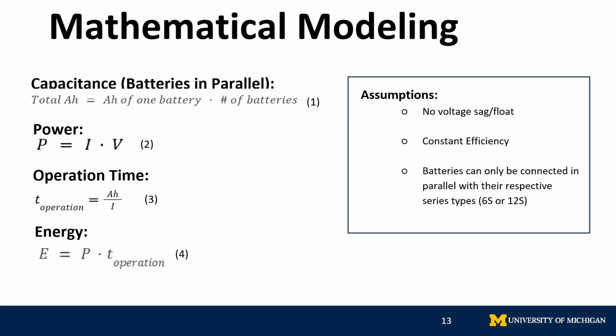Here are the key formulas used to mathematically model our battery package, namely the capacitance, the power, operation time, as well as the energy supplied. Some simplifying assumptions are that there is no voltage sag or float. Additionally, our battery operates at constant efficiency, and for safety reasons, batteries can only be connected in parallel with their respective series type, so for us that is 6S or 12S.